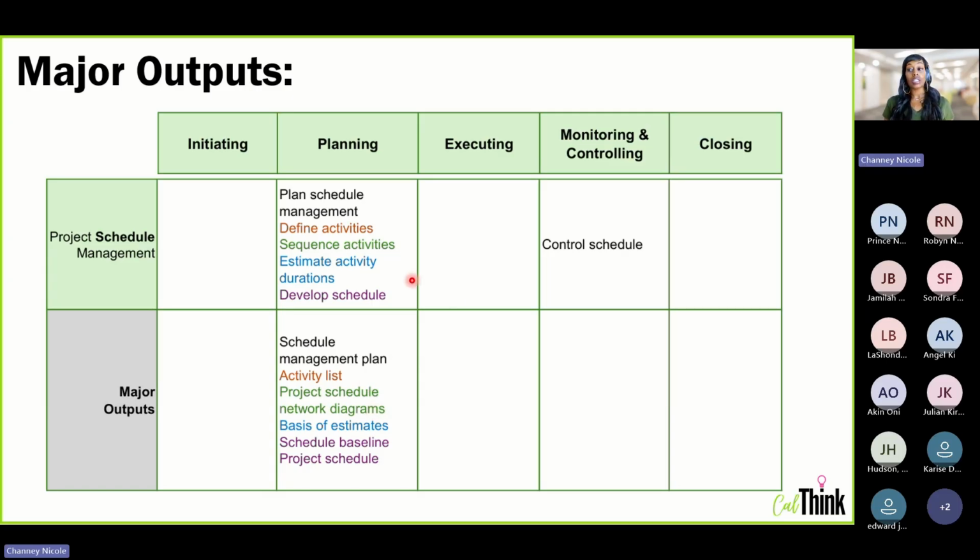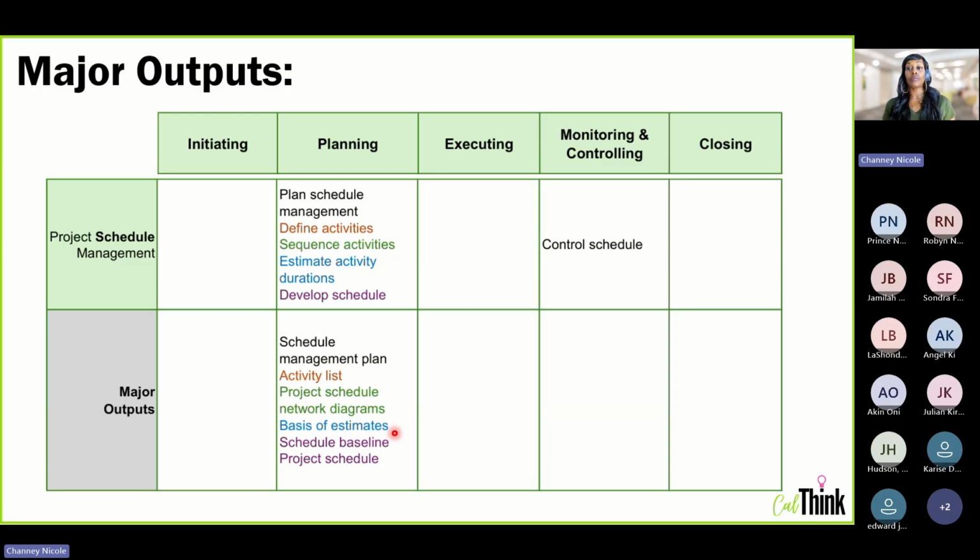Estimate activity durations is going to give you a basis of estimates. Anytime you have a process that starts with the word estimate, you're going to have basis of estimates as one of your outputs. A basis of estimates is just a document justifying how you created this estimate. It could be a cost estimate, schedule estimate, or a resource estimate. But it justifies how you came up with the numbers, and it also covers the level of confidence that you have in that quote and the margin of accuracy, right?